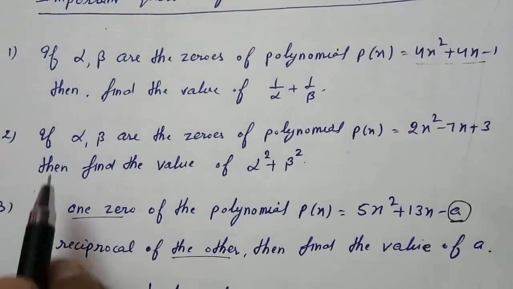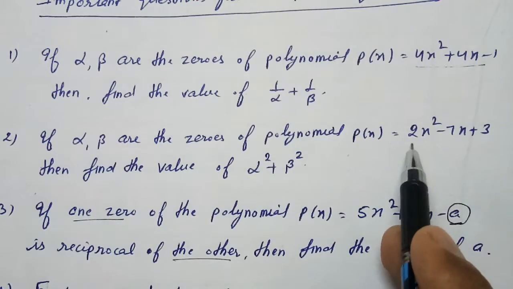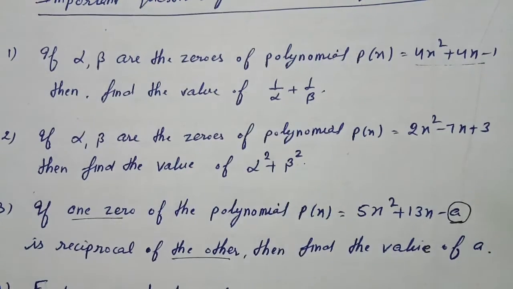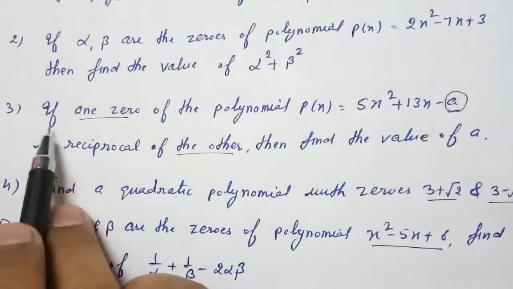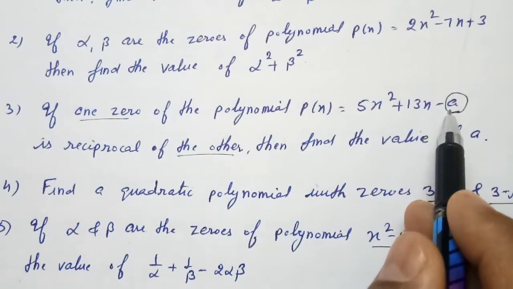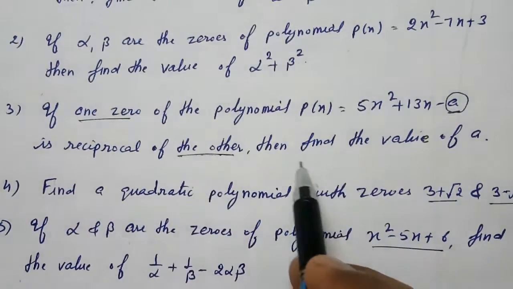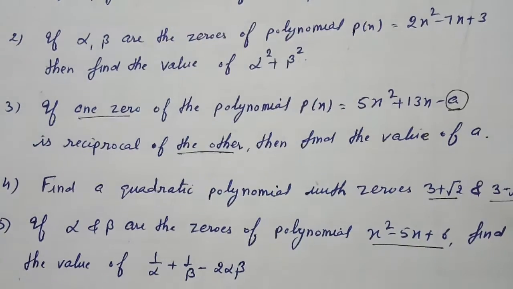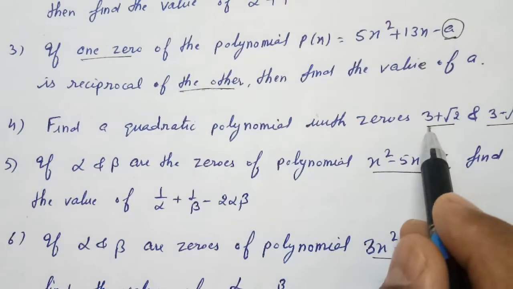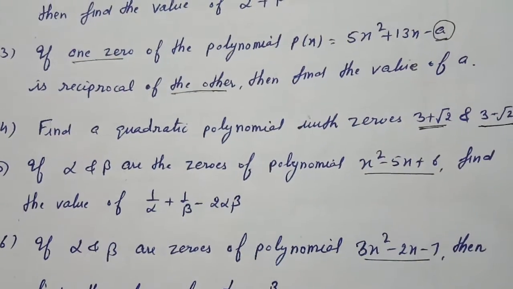Second question is, if alpha beta are the zeros of polynomial, I am taking different polynomials 2x square minus 7x plus 3, then find the value of alpha square plus beta square. Third question is, if one zero of a polynomial 5x square plus 13x minus a is reciprocal of other, here 1 zero is reciprocal of other, then you have to find the value of a. Then question number 4, find a quadratic polynomial whose zeros, 1 zero is 3 plus root 2 and second zero is 3 minus root 2.